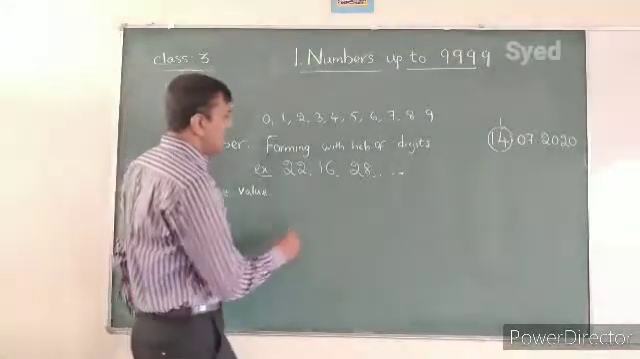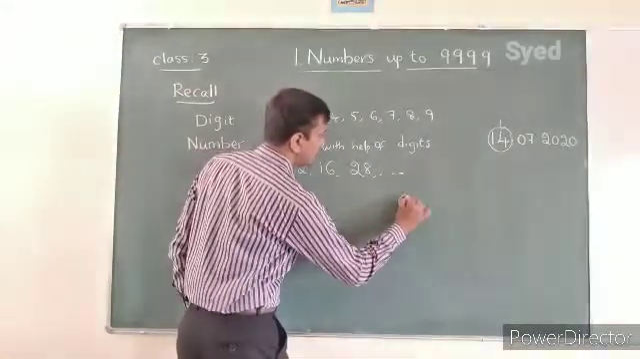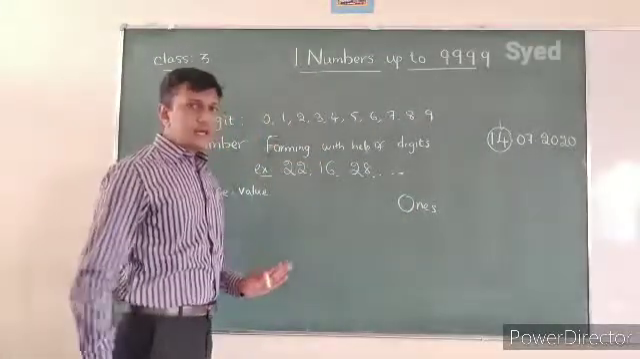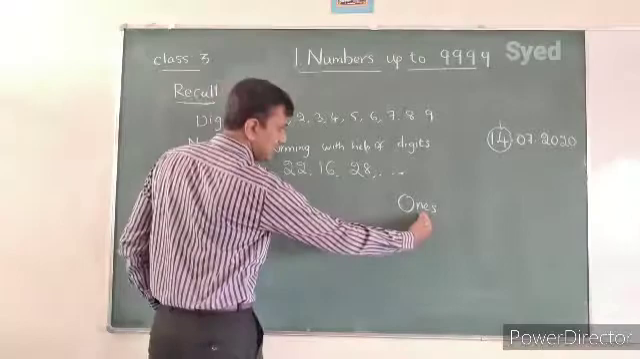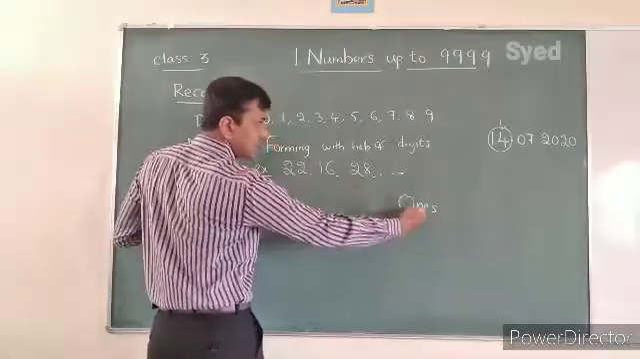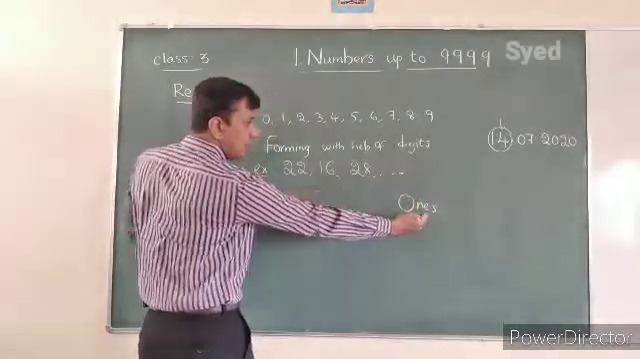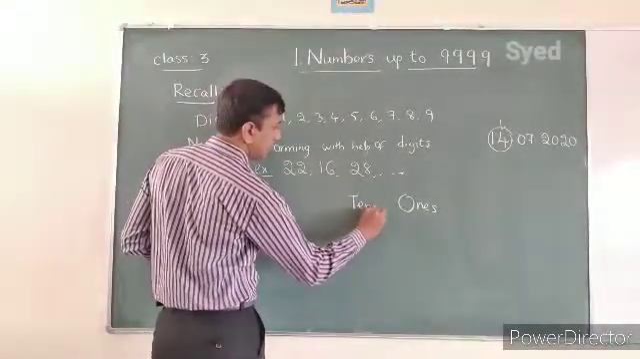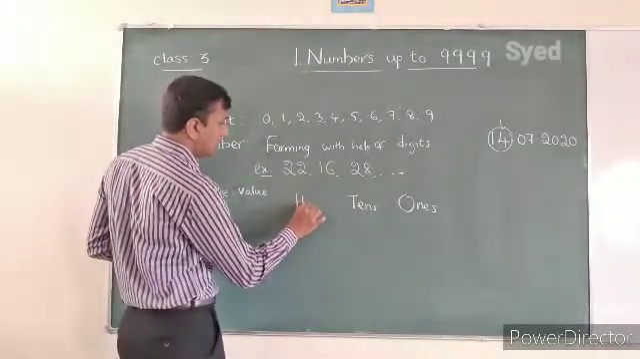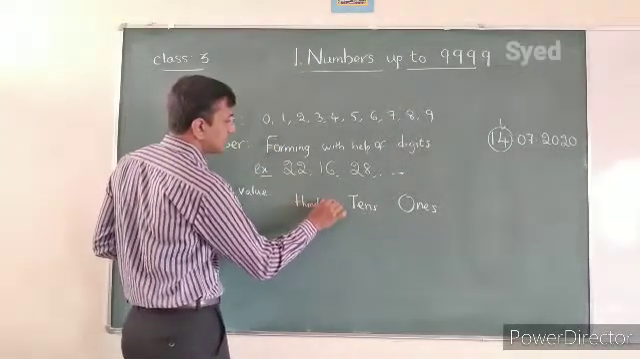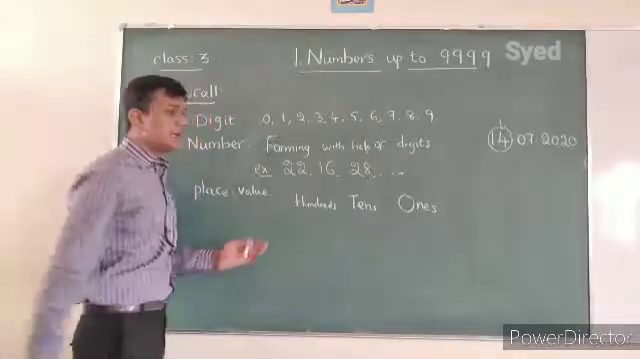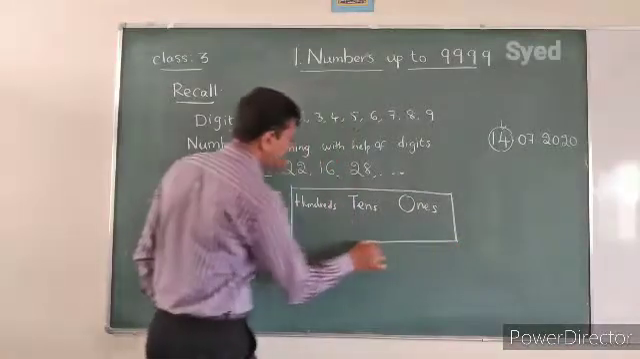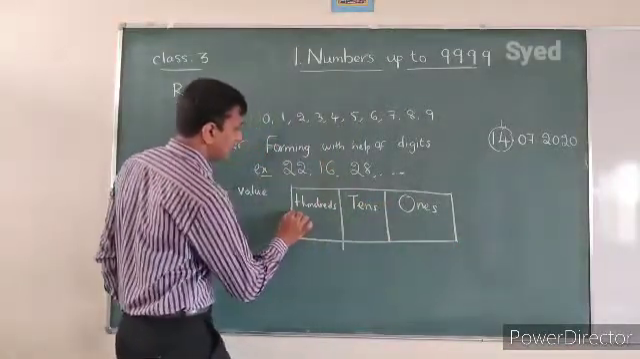So we have learnt ones place. We have to take the place values from the right side. Start from the right and move towards the left. Ones, tens, hundreds. This we have learned in previous classes. So we have 3 place values.